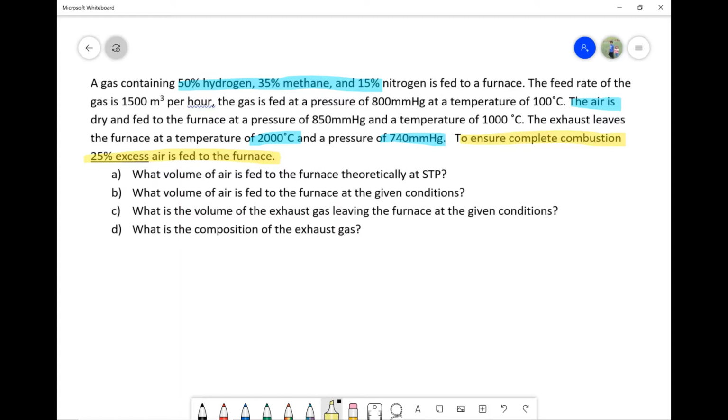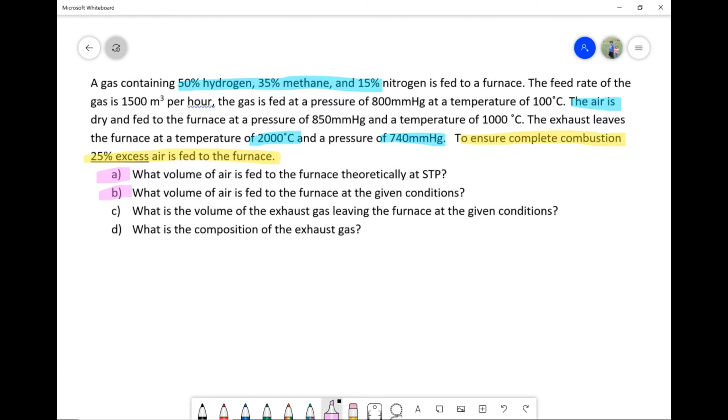And so now we have three kind of sub questions it's asking. So we want to know what volume of air is fed at STP. And we want to know what volume of air is fed at the given conditions. And so in the last problem we had, I don't remember if it was the exact same problem as this, but it was extremely similar. We only cared about the volume of air at STP, so we only dealt with one of the conditions. What volume of air is fed to the furnace at the given conditions? So we're going to have to do some ideal gas law stuff.